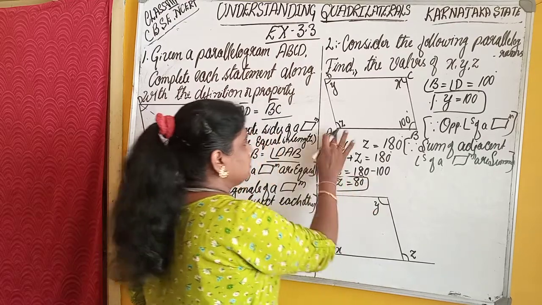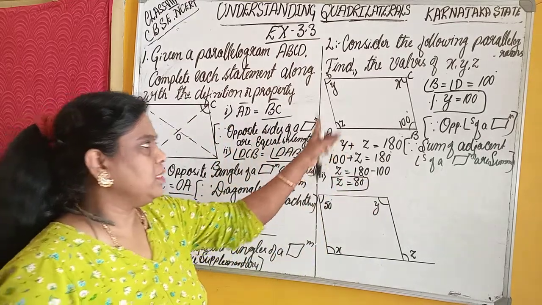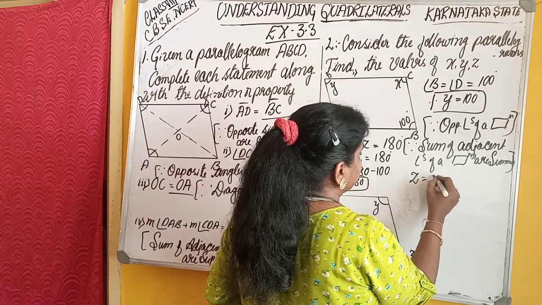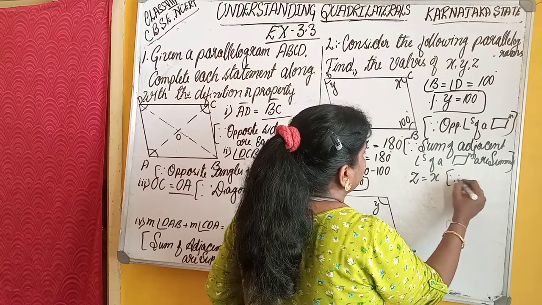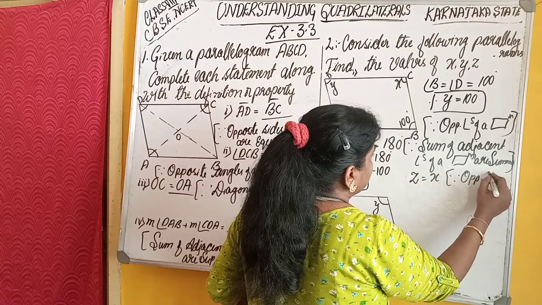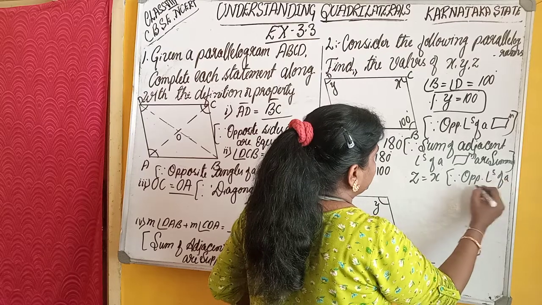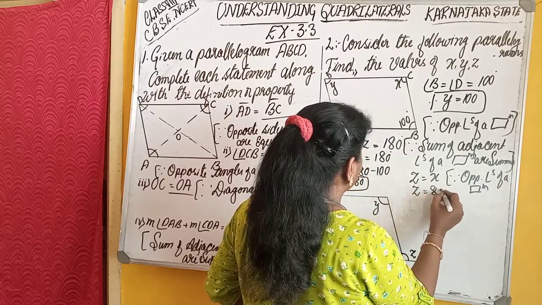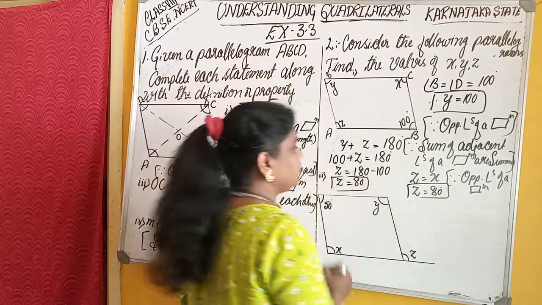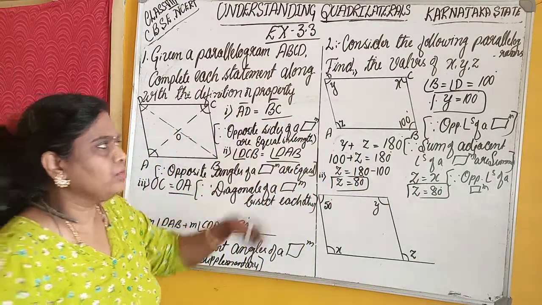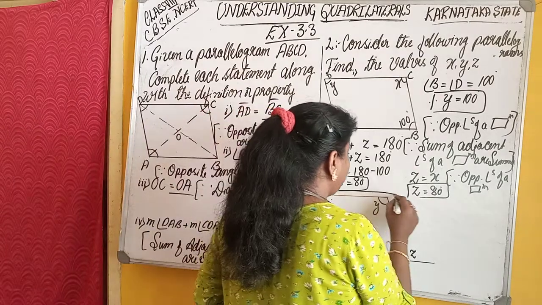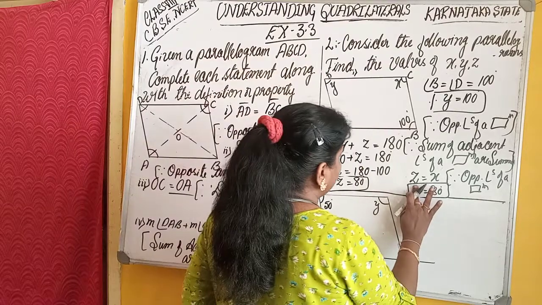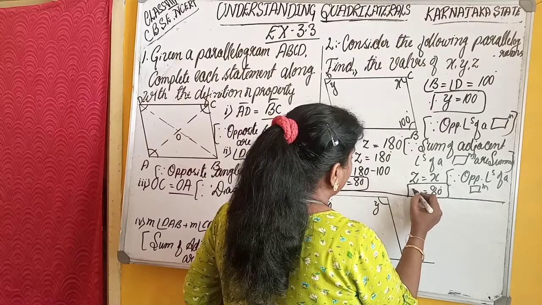Here we got z. I mean the value of z is equal to x. The value of z is equal to x because opposite angles of a parallelogram are equal. Therefore, z is also equal to 80 degrees. Okay, students, you got it. How do we find out the value of x? z is equal to x. Therefore, the value of x is equal to 80 degrees.